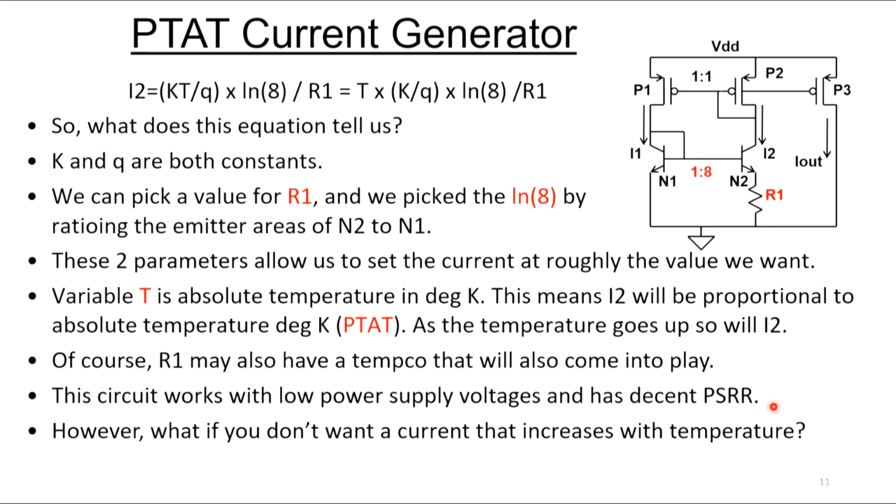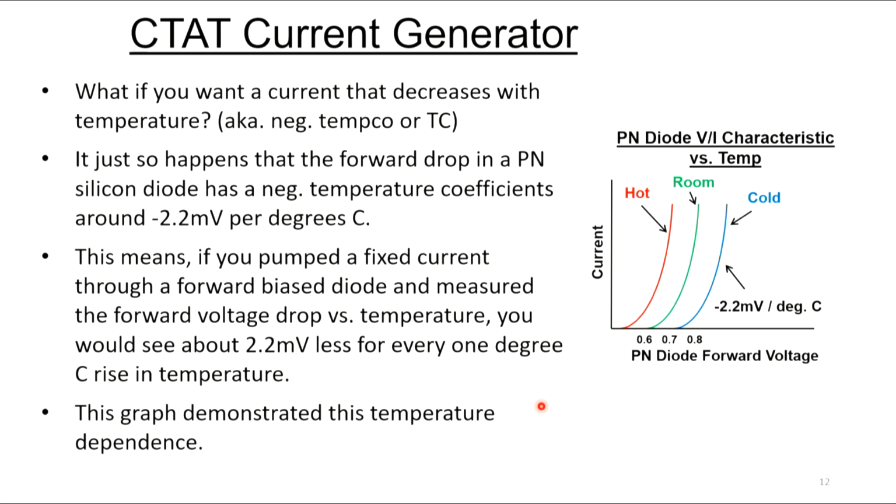This circuit has pretty good power supply rejection. It's fairly independent of supply voltage. However, what do you do if you don't want a current that increases with temperature? What are your other options? Well, what if you want a current that decreases with temperature, aka a negative temp code?